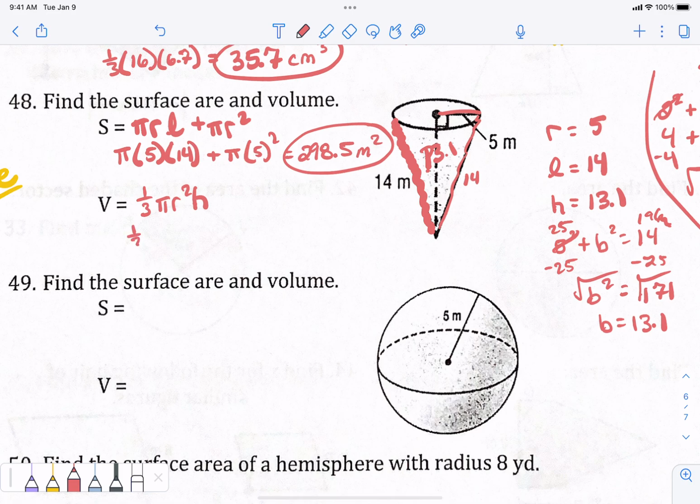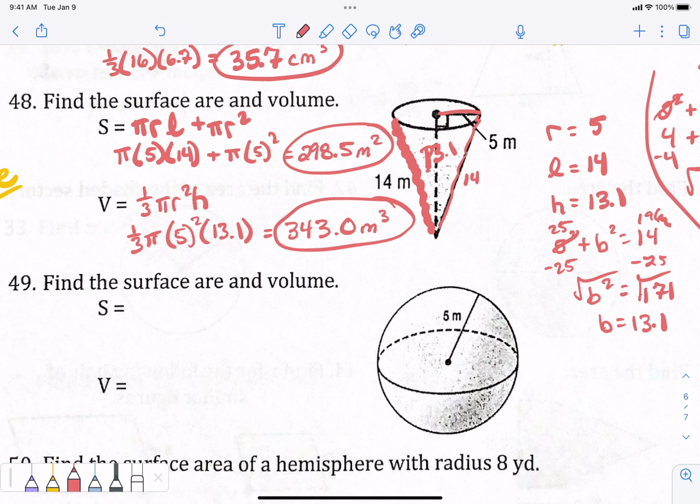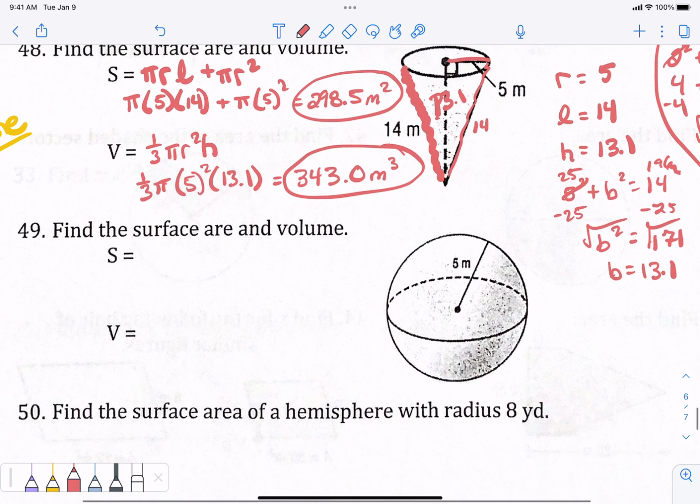Okay, all right. 1/3 pi r squared, 5 squared, times the height is 13.1, and pi times 25 times 13.1, enter, divided by 3. I got like 342.95, so 343.0 meters cubed. Those 9s, they screw me up.